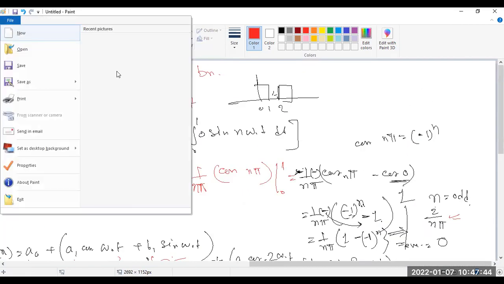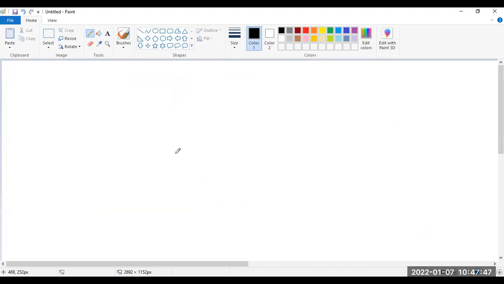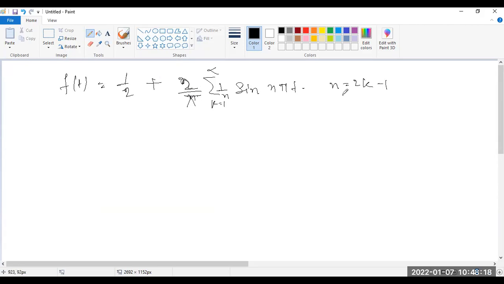So now, new slide, we have to express this. Just write down this signal, what we will get, that is function of t equal to half plus 2 by pi, summation of k equal to 1 to infinity, 1 by n sin n pi t. Okay, where n equal to 2k minus 1, always odd.